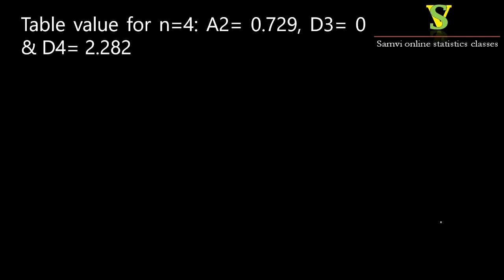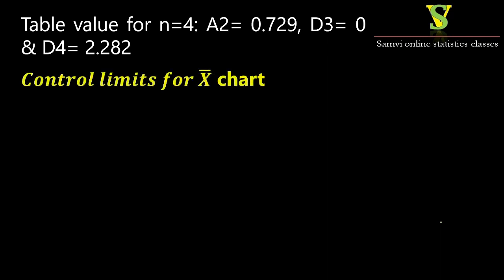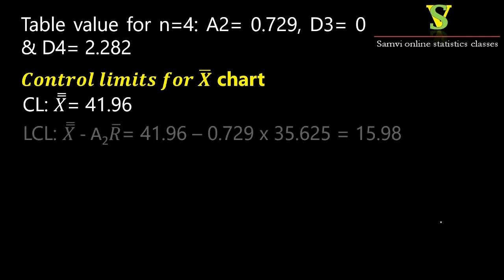So first you go for control limits for x bar chart. CL central line, that is x double bar, which is going to be 41.96. Then LCL lower control limit, which is x double bar minus A2 R bar. Just substitute the values. We'll get here 41.96 minus 0.729 into 35.625. If we simplify here, we'll get here 15.98.